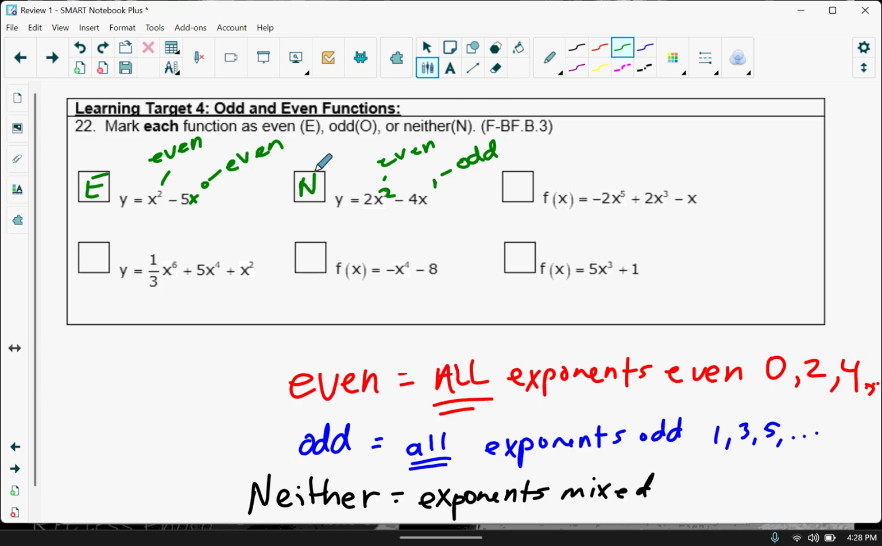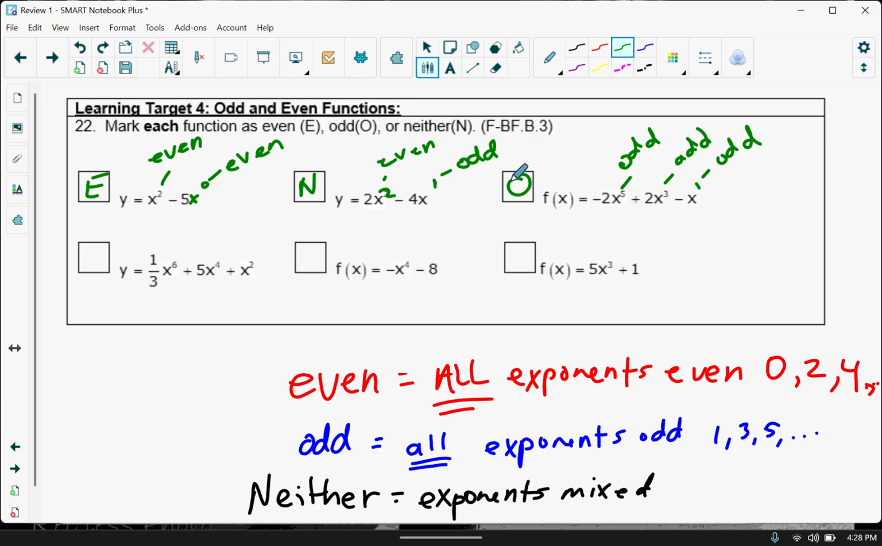Okay, next one. It says negative 2x to the fifth plus 2x to the third minus x. So 5 is odd, 3 is odd, and this has an invisible 1, and that's also odd. So since every single one is odd, the answer is odd.